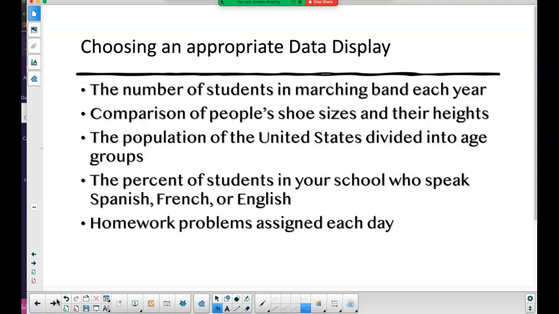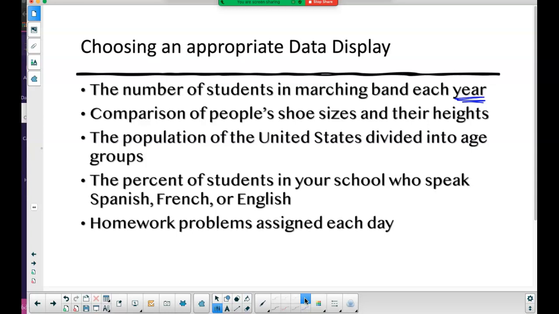Okay, so the last slide here. Choose the appropriate data display. So if I said the number of students in marching band each year, what kind of graph might we use to show the number of students in marching band each year? What kind of graph would you use for that? So look back at your choices. What do you think? Okay, so the key word here is each year. We're talking about years. So then which one would you use?